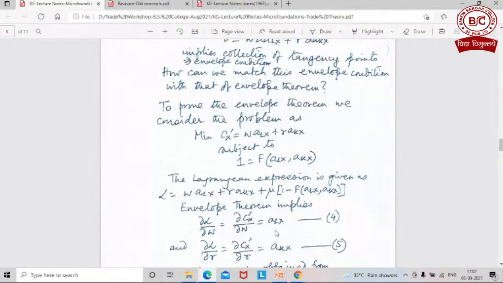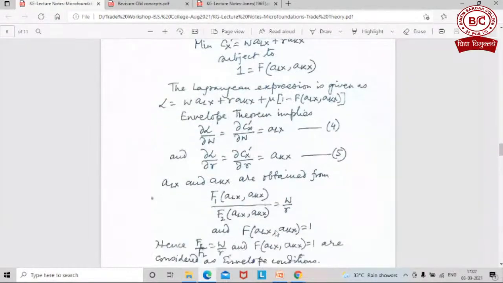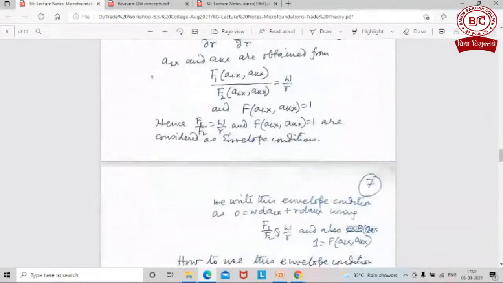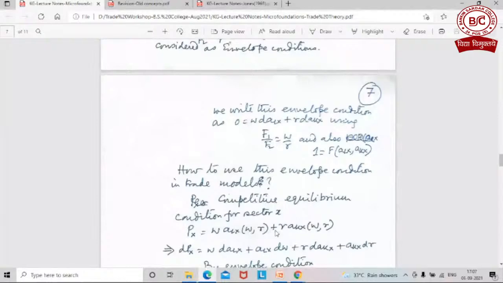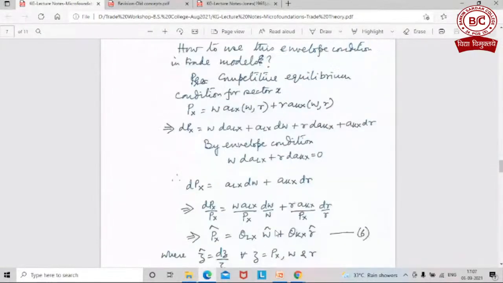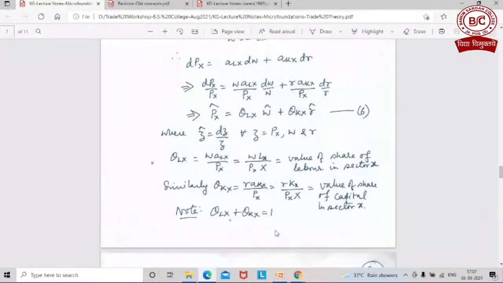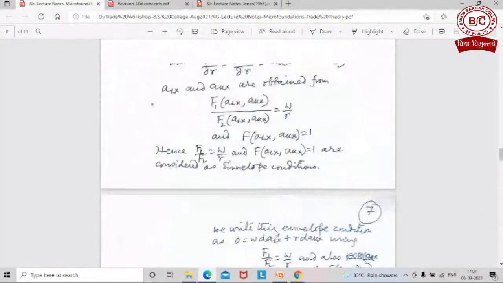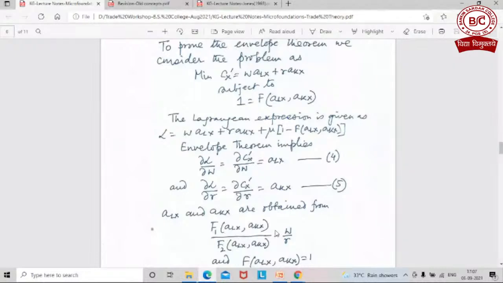Yes, sir. Just see here. How can you reconcile the envelope condition? Just a minute. How can you reconcile this envelope condition? Now it appears that the doubt is partially cleared, still not fully cleared. I shall clear this doubt fully.